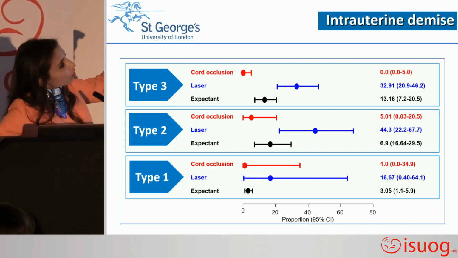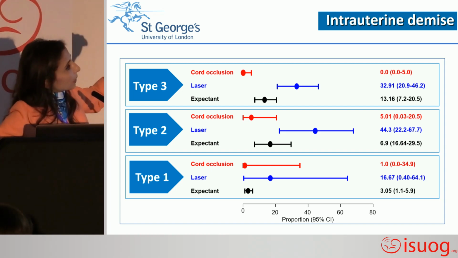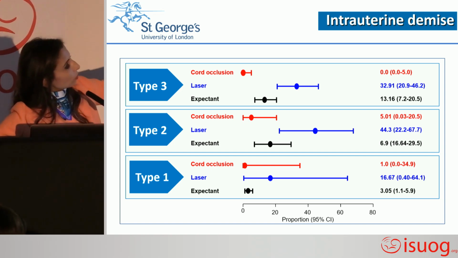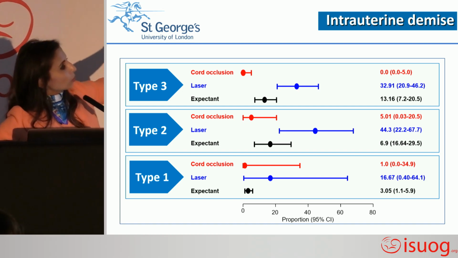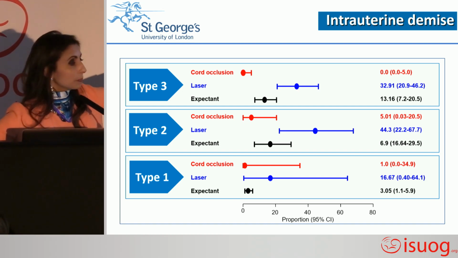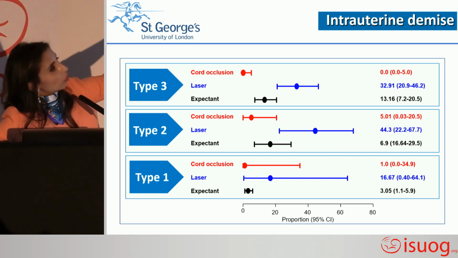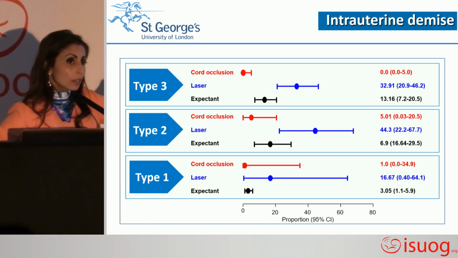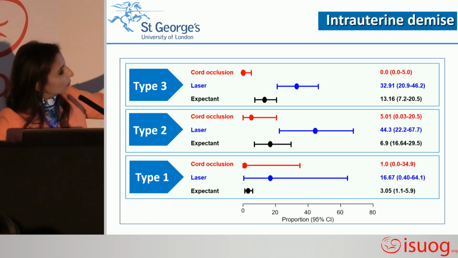The way I put it here is just easy for us to understand, and also if you want to use these figures for counseling. So you see type 1, type 2, type 3. And for each one, you have the three options: expectant in black, laser in blue, and cord occlusion in red. In the next few slides, I'll be showing you different outcomes like intrauterine demise, survival, intact survival, risk of neonatal morbidity, and brain problems.